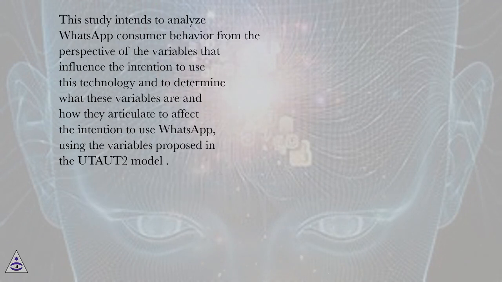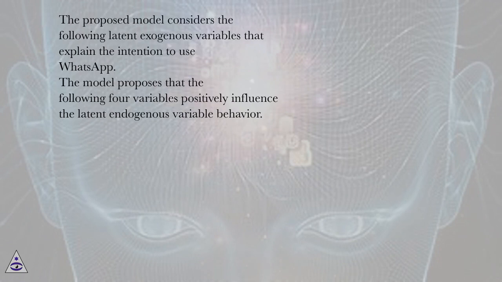This study intends to analyze WhatsApp consumer behavior from the perspective of the variables that influence the intention to use this technology and to determine what these variables are and how they articulate to affect the intention to use WhatsApp, using the variables proposed in the UTAUT2 model. The proposed model considers the following latent exogenous variables that explain the intention to use WhatsApp. The model proposes that the following 4 variables positively influence the latent endogenous variable behavior.